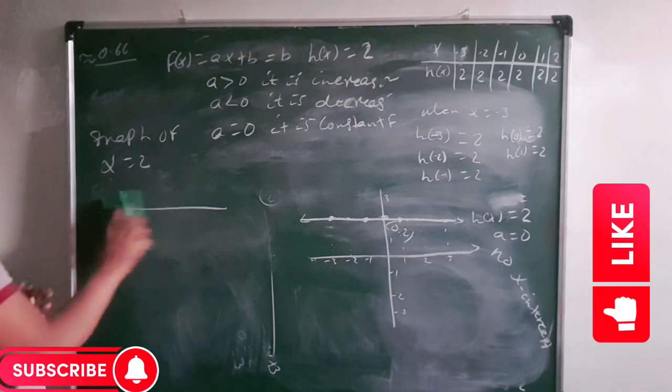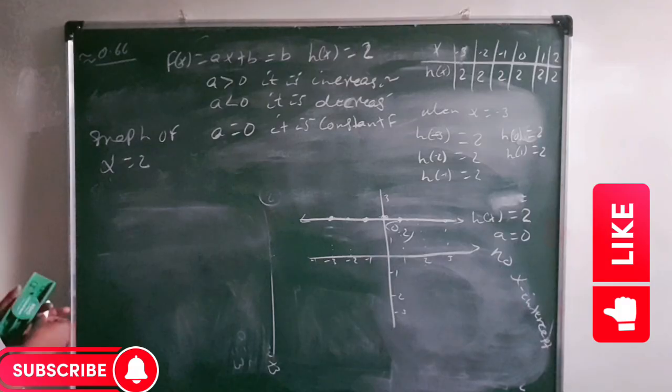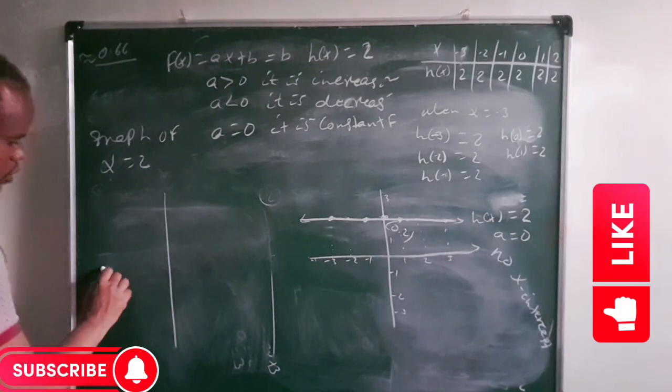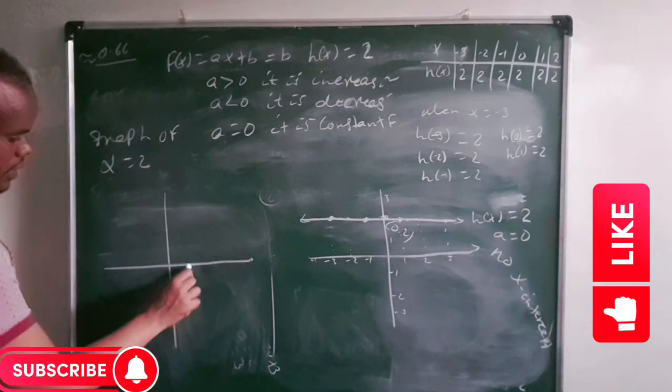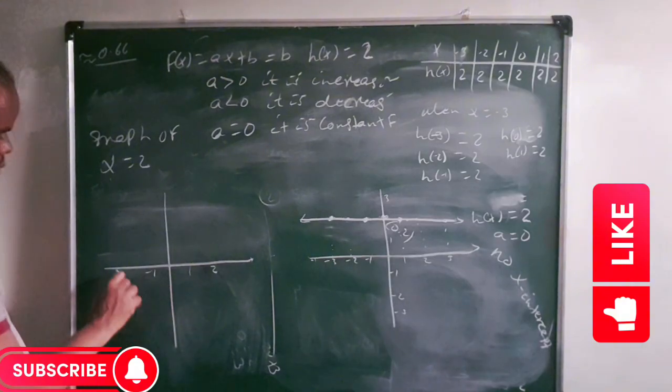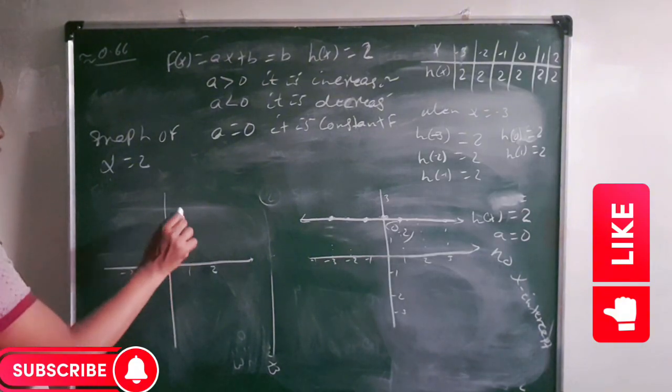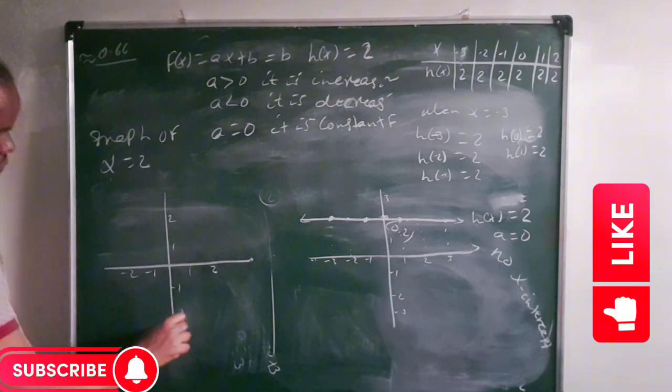So the graph is vertical. Here is the y-axis, and this one is the x-axis. Here are 1, 2, negative 1, negative 2, and 1, 2, negative 1, negative 2.